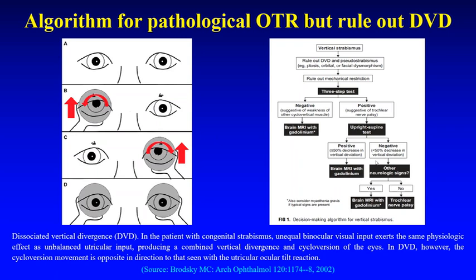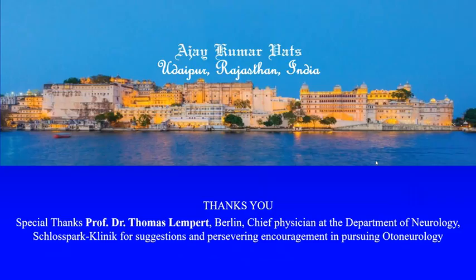So, dissociated vertical divergence: in patients with congenital strabismus, unequal binocular visual input exerts the same physiological effect as unbalanced utricular input, producing a combined vertical divergence and cycloversion of the eyes. However, in dissociated vertical divergence, the cyclotorsion movement is opposite in direction to that seen with the utricular ocular tilt reaction. I finished my talk here.